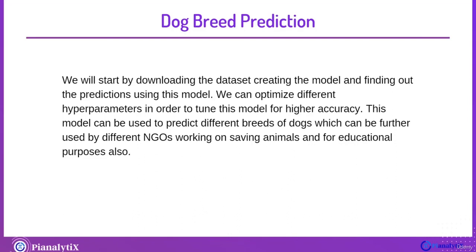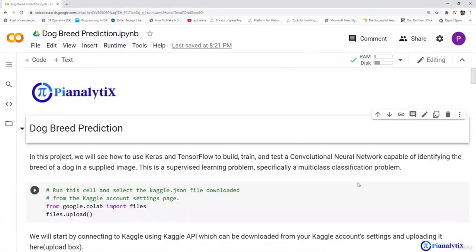So let's get started. In this project, we will see how to use Keras and TensorFlow to build, train and test a convolutional network which will be capable of identifying the breed of a dog. We will use Google Colab for this project as Google Colab provides high computational power and we require that. Before starting, we need to connect our Kaggle account with this Colab notebook. I'll show you how to do that.